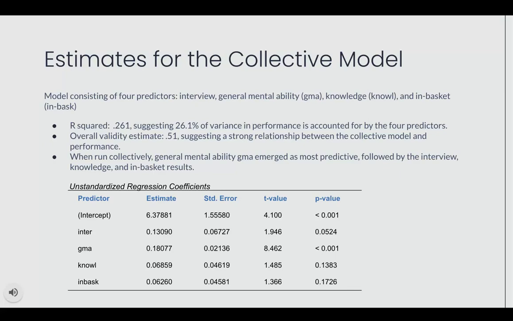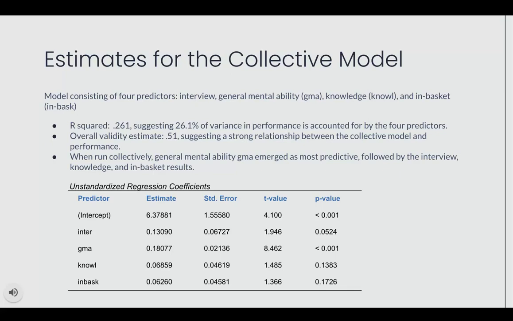Within this collective model, the predictor of GMA emerged as the most predictive, with an unstandardized regression coefficient of 0.18, followed by interview, knowledge, and in-basket, which possessed unstandardized regression coefficients of 0.13, 0.07, and 0.06 respectively.